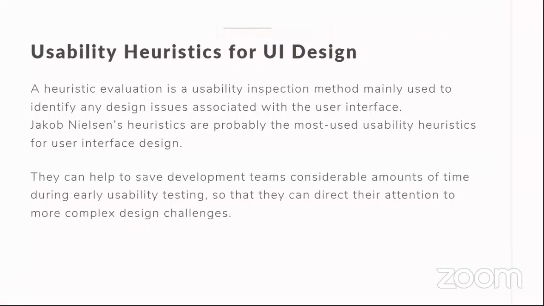Usability heuristics for UI design. Like I said in the beginning, these are just guidelines. A heuristic evaluation is a usability inspection method, and it's mainly used to identify any design issues associated with the user interface. So it's mainly for your UI. When you finish your design, if you know these rules, these heuristics, you can test by yourself and identify the changes before you send it out.